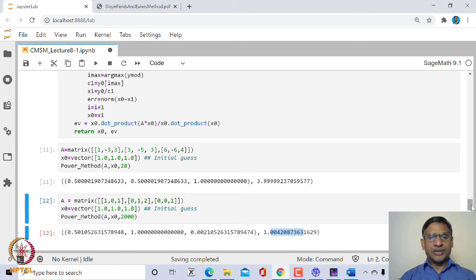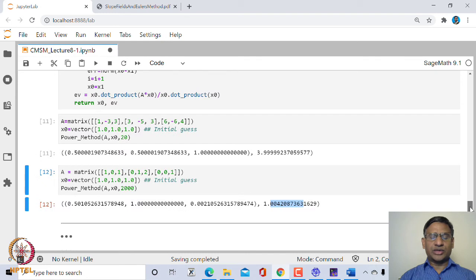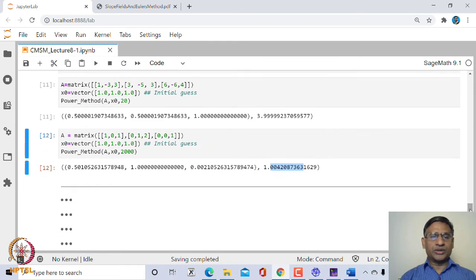So, if lambda 2 is small, much smaller than lambda 1, then lambda 2 by lambda 1 will go to 0 much faster. Lambda 2 upon lambda 1 to the power k will go to 0 quite quickly in case lambda 2 is much smaller than lambda 1. In this case, since all our lambda i's are the same, the convergence will be very slow. For example, you have to run here 2000 iterates and still it is not very close to 1. If I take only 20 iterates, then you have 1.04, which is not very close to 1 numerically.